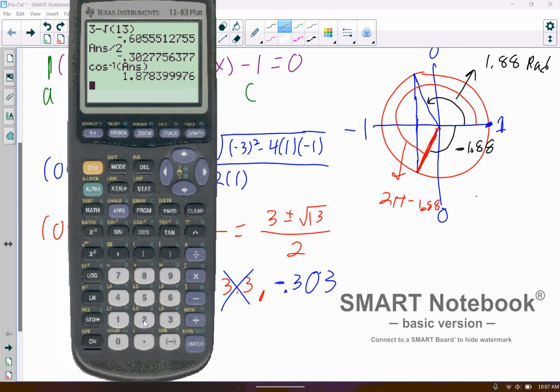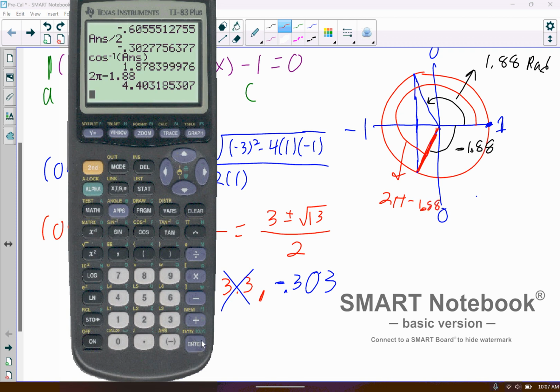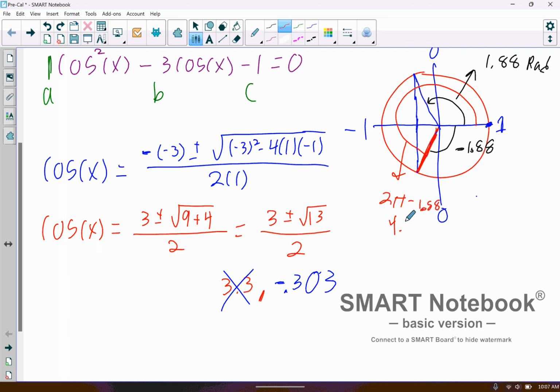So let's see, 2 pi minus 1.88. So I get 4.40. So about 4.40 radians. And so that is the first one. Let's go ahead and take a look at the next one.